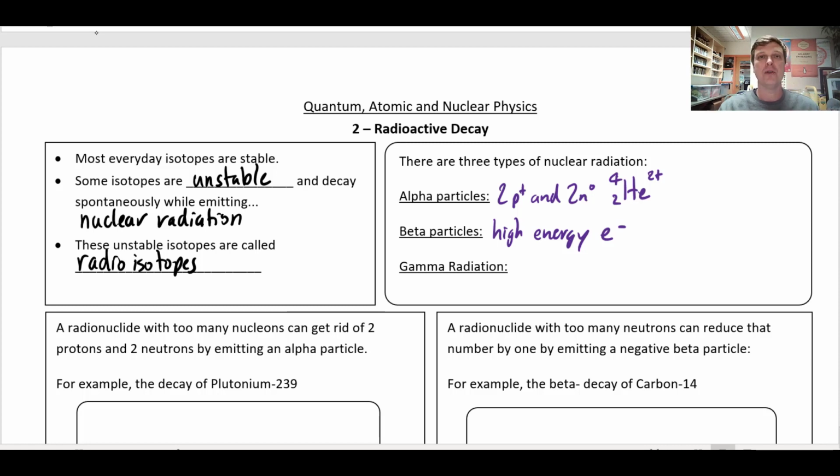That did not come from the nucleus. We're going to learn that, in fact, electrons can actually spring into being from the nucleus in the form of a beta particle. And the last one is gamma radiation.